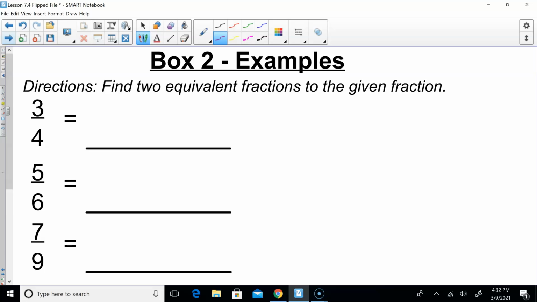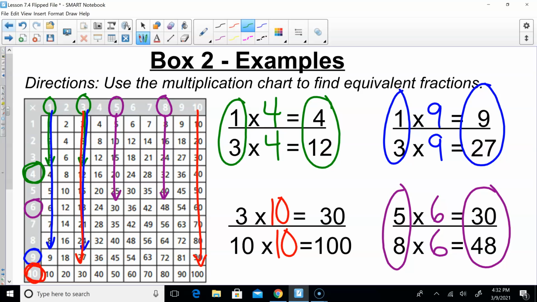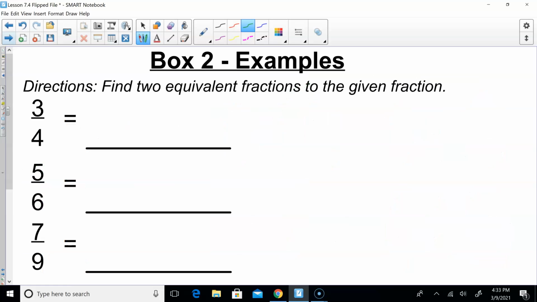And now here's the goal. Find 2 equivalent fractions to the given fraction. So 3/4 is equal to, the great news is there are millions of possibilities, but I'm only asking for 2. So the big thing is that when we find equivalent fractions, what we know from our last page is, whatever we multiply the numerator by, it has to be exactly the same thing as we multiply the denominator. So with this, let's say we want to multiply by 7s.